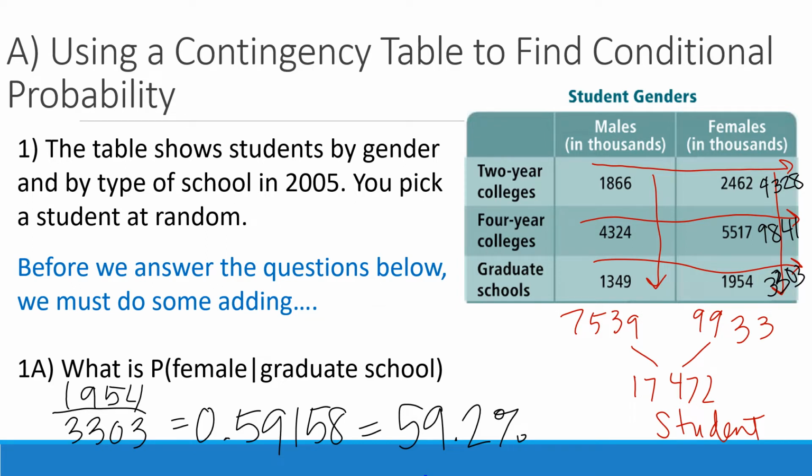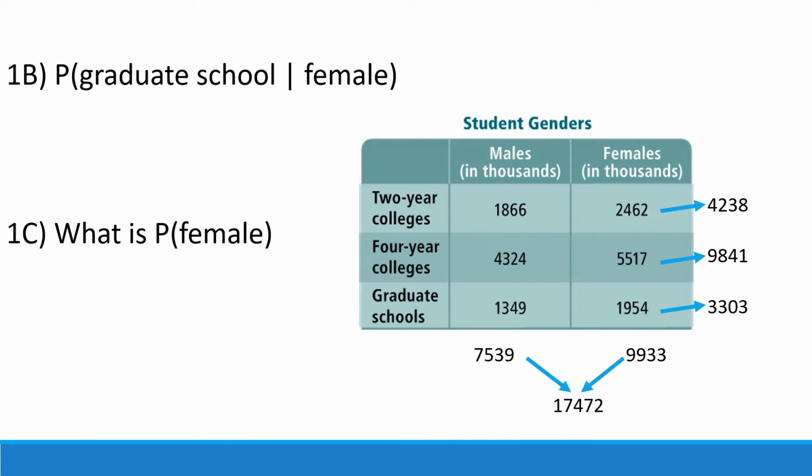So then on to the next one. Now we have everything added up for us on our table here. The second one is the probability that you are in graduate school given that you are female. Again, you want to say out of all of the females, how many of them are in grad school? So we're kind of working backwards in a sense.